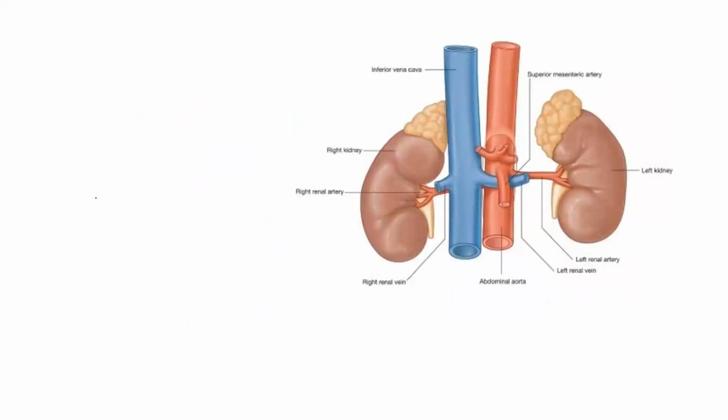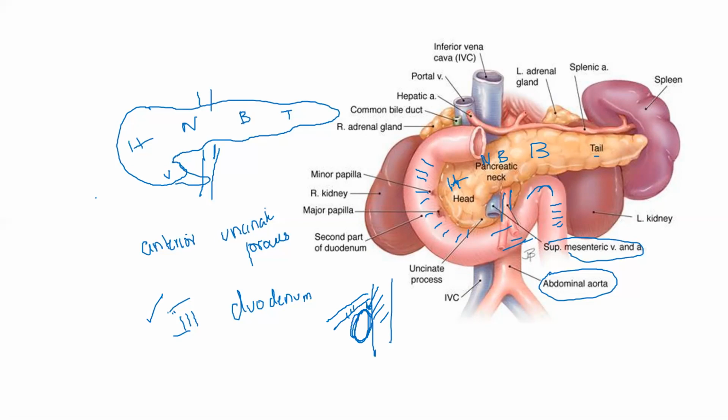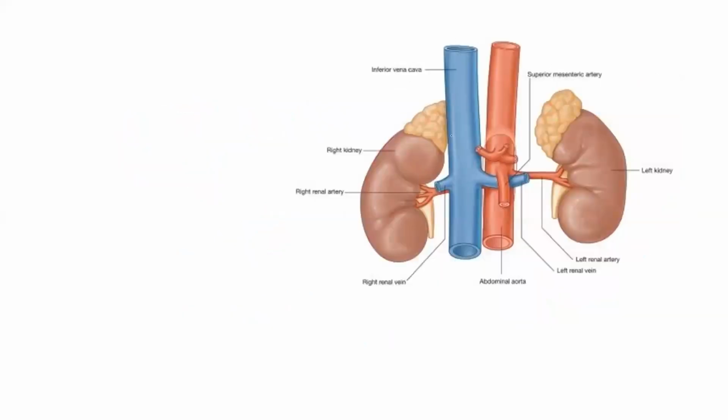Another important relation here, you see the splenic artery running on the top, isn't it? Below that, posterior to the pancreas, you'll have the splenic vein. So what will be the relation between the splenic vein and superior mesenteric artery? Again, it will be anterior. But here, can you see the left renal vein?